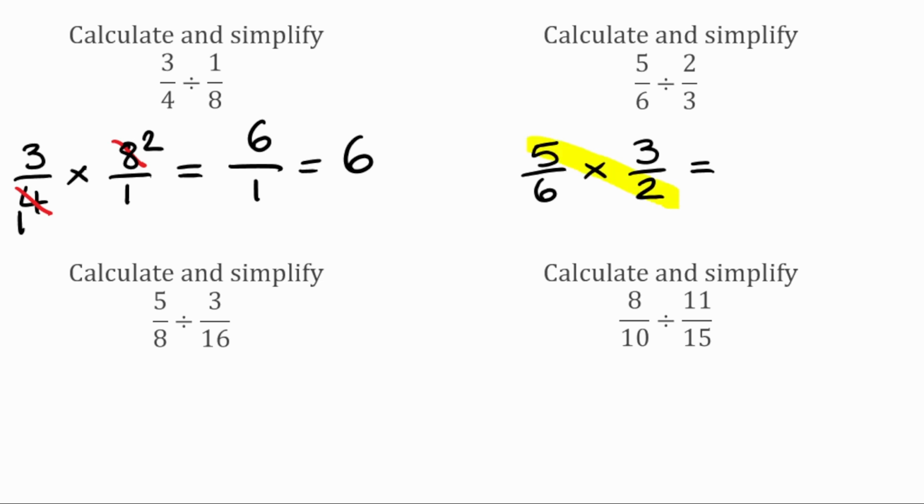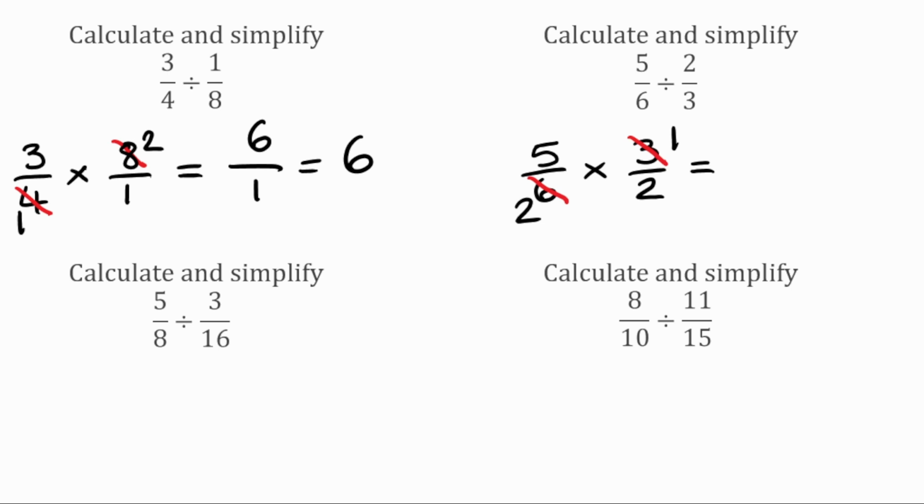So first of all, we've got 5 and 2. We can't cancel them down because the highest common factor is 1. However, looking this way, we've got 6 and 3. The highest common factor this time is 3, so we can cancel these down. We're going to divide both of these by 3. So if I do 6 divided by 3, that now becomes 2. And if I do 3 divided by 3, that becomes 1.